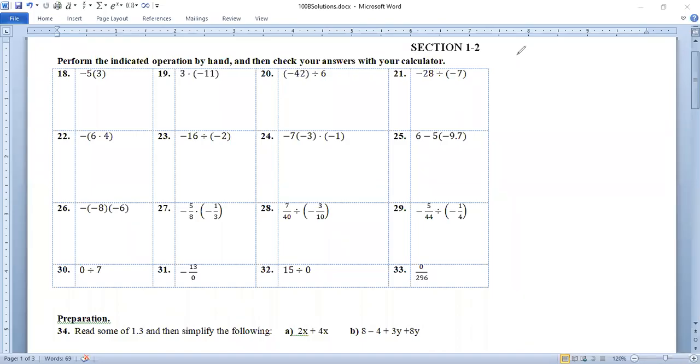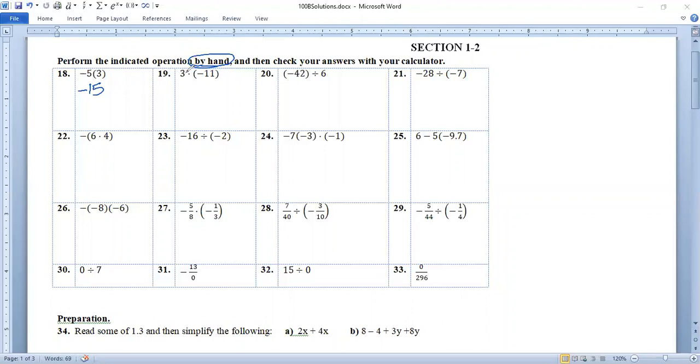Here we are in section 1-2 with the solutions to numbers 18 through 34. Number 18 says perform the indicated operation by hand first. So we'll do that here, and then you can check your answers with your calculator. We would encourage you to do that to make sure that you have the negatives down with multiplication and division with your calculator. Number 18, this is 5 times 3 is 15 with a negative on it.